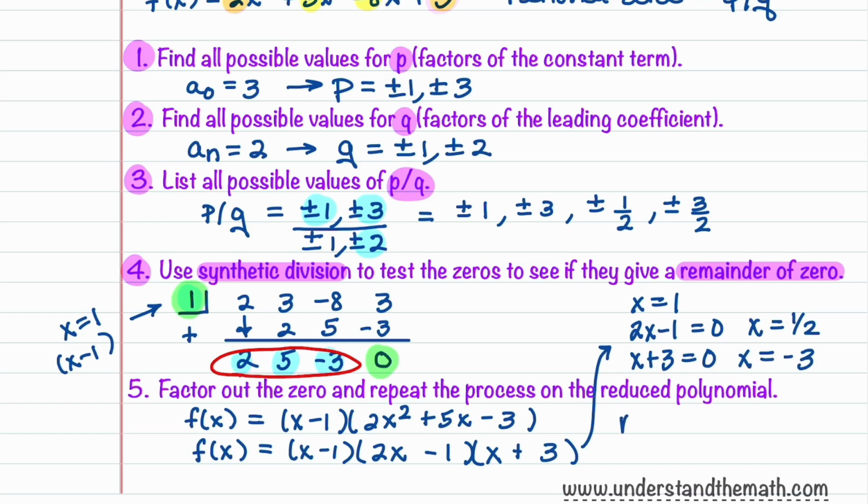So we can write down that our rational zeros are equal to 1, 1/2, and minus 3. Let's go ahead and highlight our answers. Our f of x written in factored form looks like this, and our rational zeros are 1, 1/2, and minus 3. Let's do another example that's a little bit more complicated.